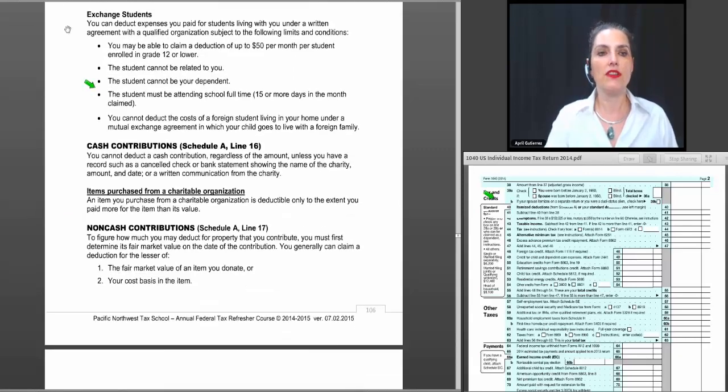Exchange students. You can deduct expenses you paid for students living with you under a written agreement with a qualified organization, subject to the following limits and conditions.